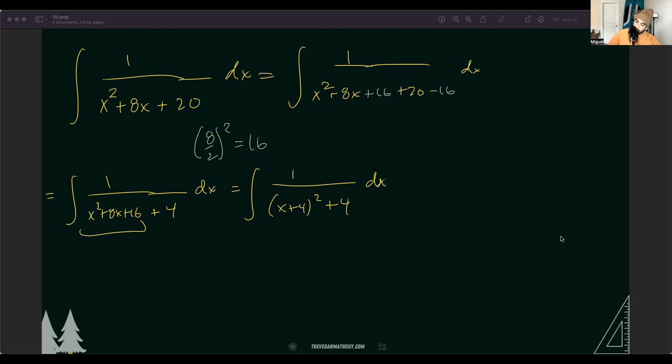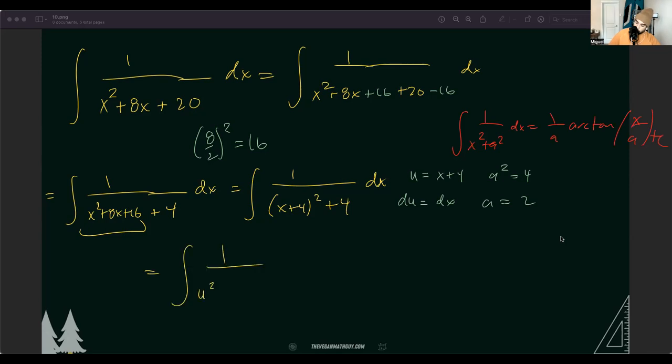And if you recall, I'll put this in red here, the integral of 1 over x squared plus a squared dx is equal to 1 over a arctan of x over a, plus c. Now, this is very similar to that because we have the plus 4, but we need to rewrite this a little bit. So we make u equal to x plus 4. Our du is dx. And then don't forget that our a squared was 4, so our a becomes 2. And so now we can rewrite this as the integral of 1 over u squared plus 2 squared du. And now that looks very similar to the integral that I have there in red.